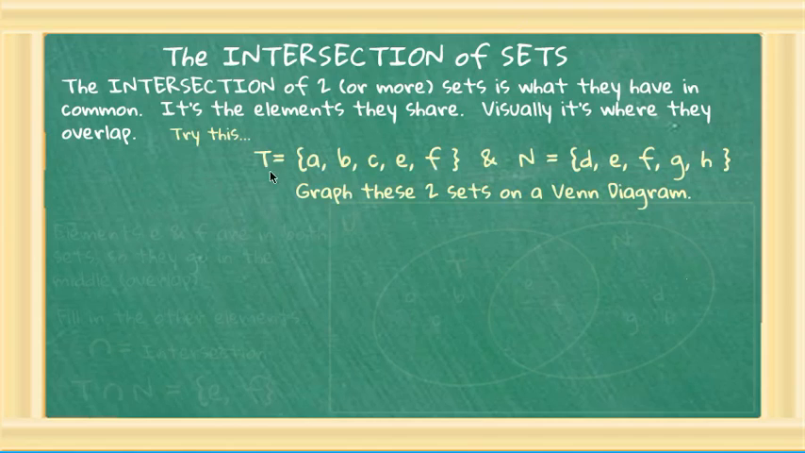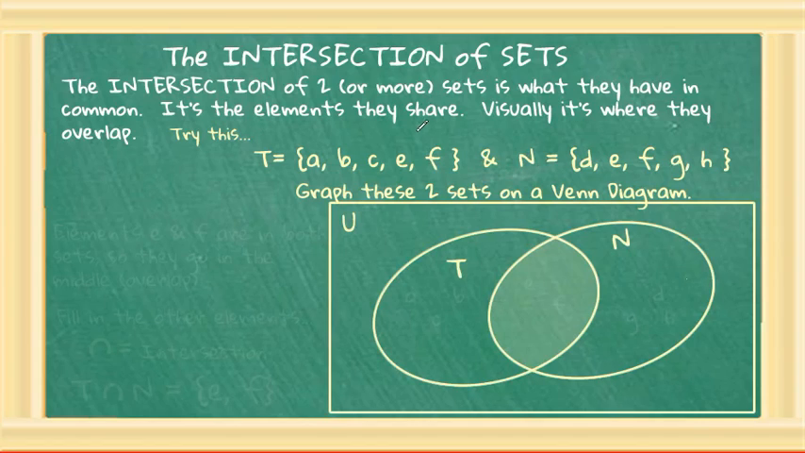Okay, so let's look at this. Here's T and N as our two sets, and we're going to learn how to graph those and see what elements they share, or what elements overlapped or intersected. T contains A, B, C, E, and F. Our set N contains D, E, F, G, and H. And if we look, we notice there are some shared elements in here. E, for example, is contained in both of them. We'll have to double check for sure because we need to know all of the ones that are shared so we can draw that properly.